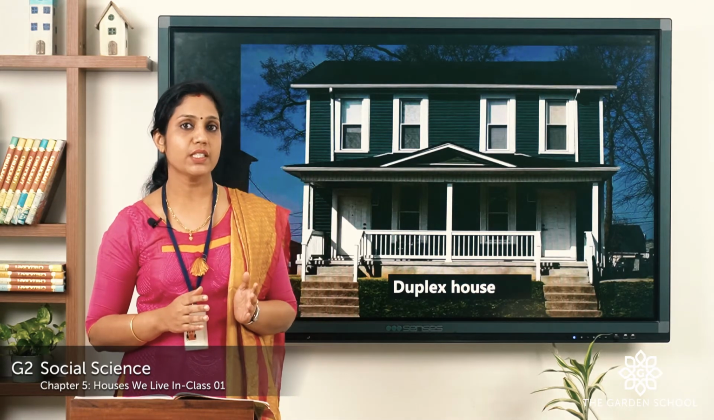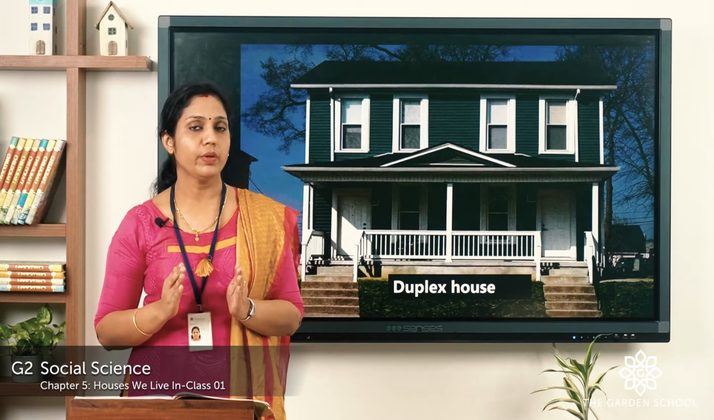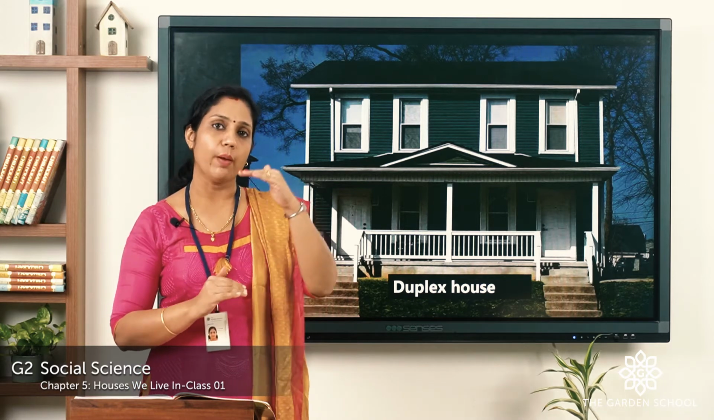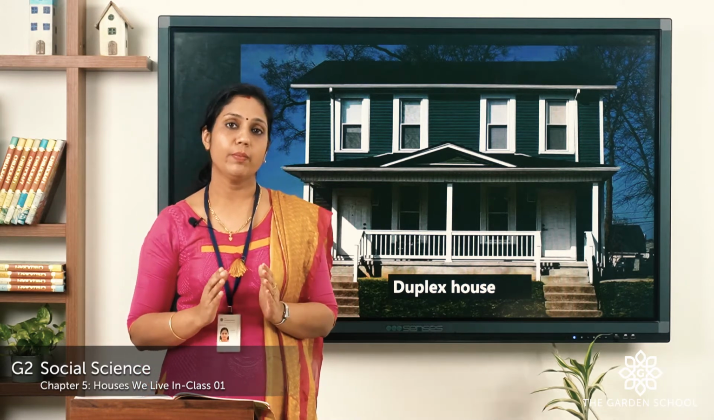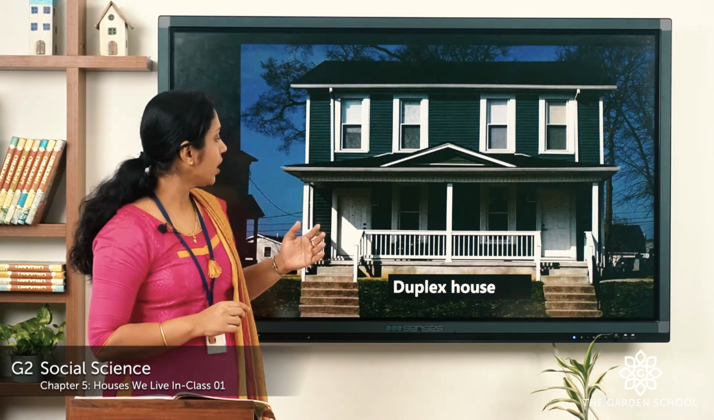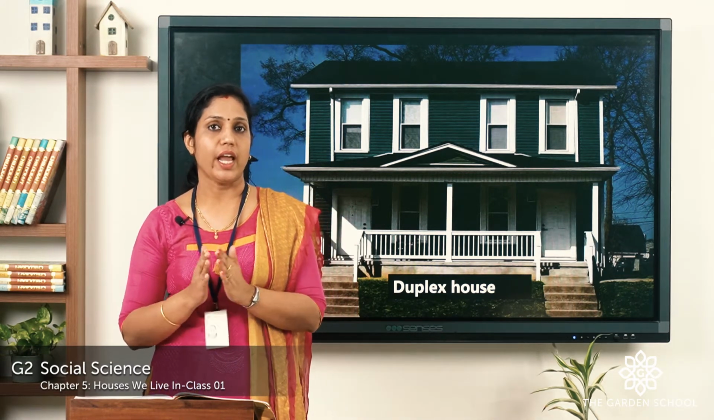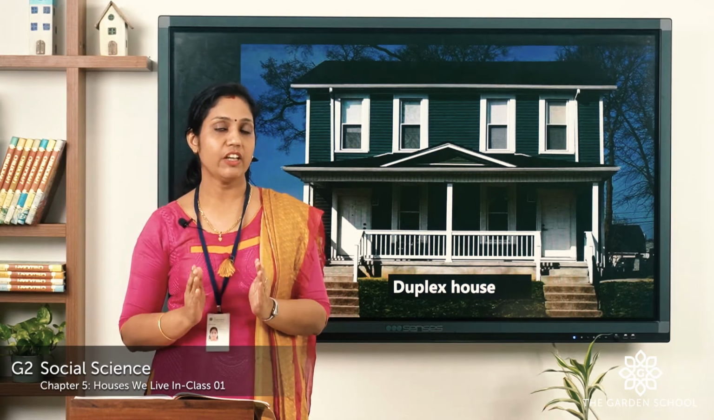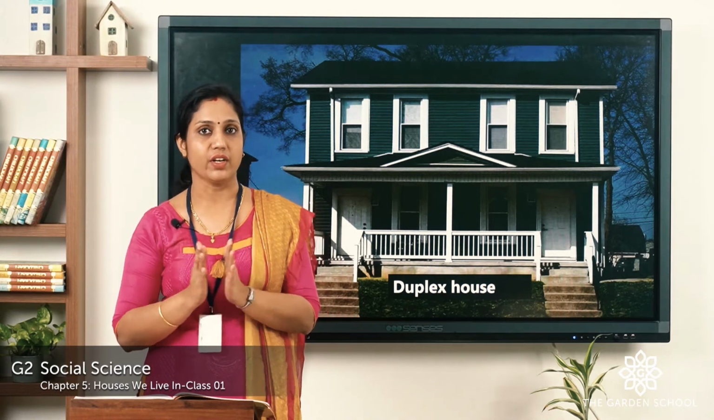The next one is a duplex house. A duplex house is a living unit. It will be two living units connected to each other. Either it will be connected side by side or one above the other, and they will have a separate entrance. In this picture you can see a separate entrance for this house. So what do you mean by a duplex house? It's living units connected to each other, either side by side or one above the other, and they will have a separate entrance.